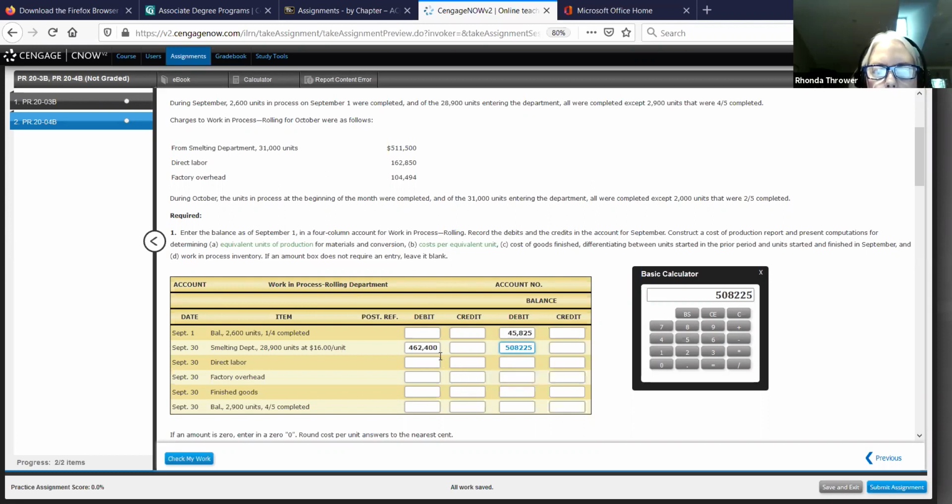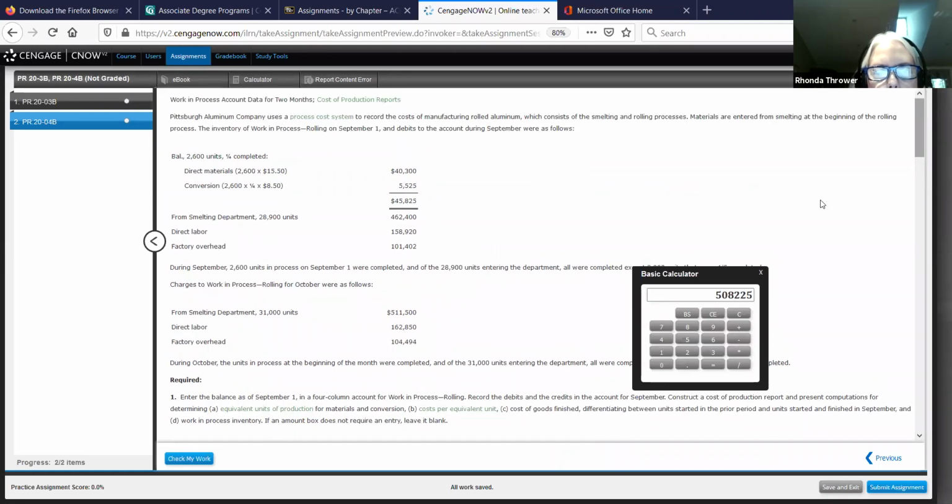So remember, because this is an asset account, when we debit it, we're adding to it. And this is what we call a running balance of the work in process account. After the materials have been added to the beginning inventory, this is the balance so far. The next thing we're going to write in is our direct labor. And the direct labor for this month, make sure you pick up for September, is 158,920.